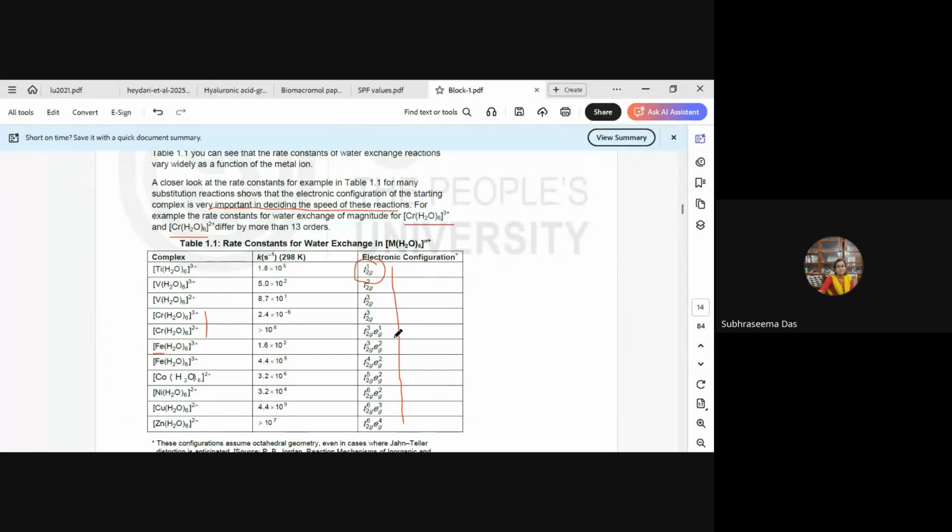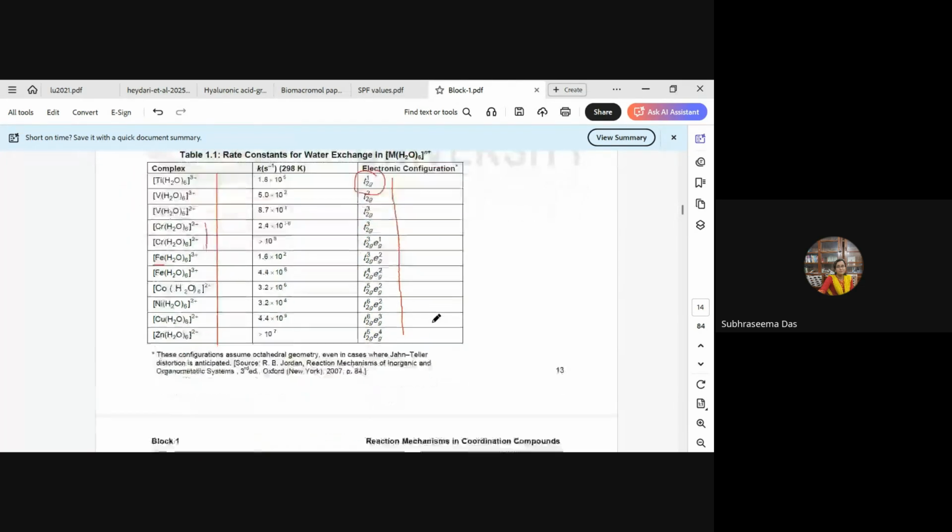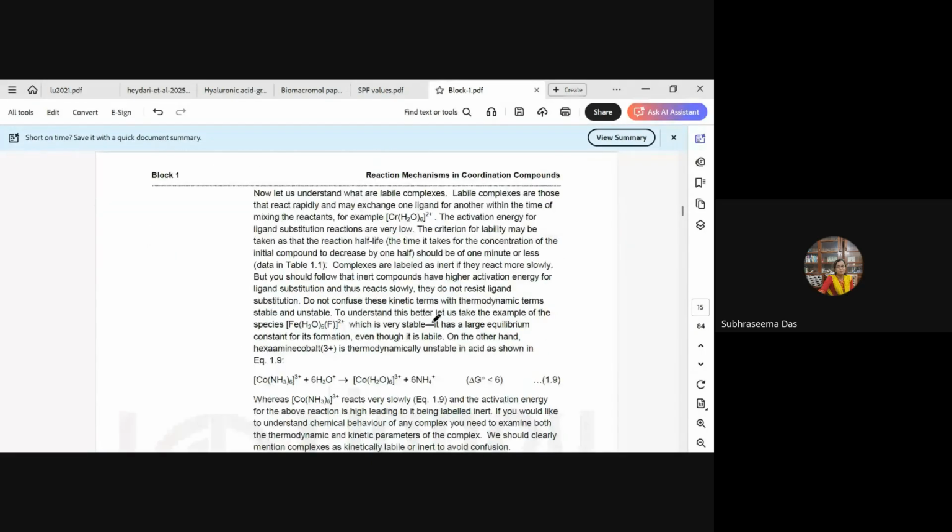Particularly this table shows why the electronic configuration is important and how it is related to the rate constant. So even though we are assuming that they are all octahedral complexes, the electronic configuration determines the rate at which the water exchange reactions will take place.